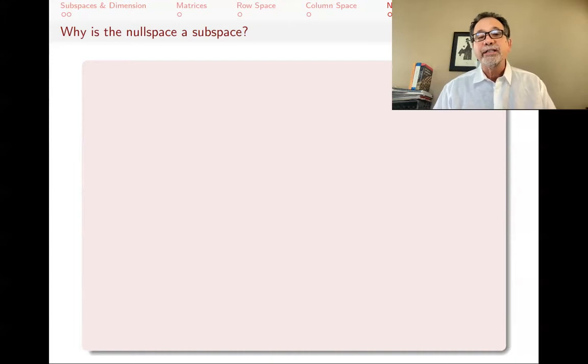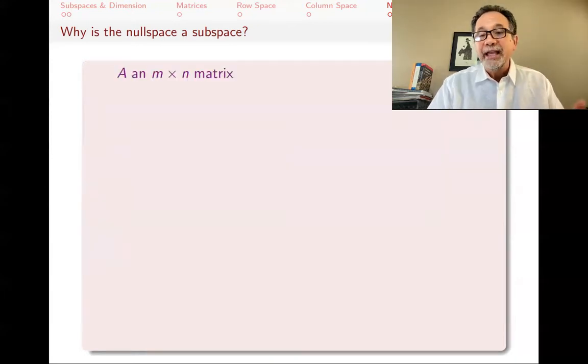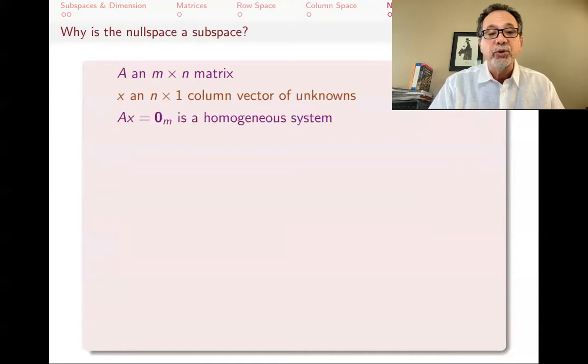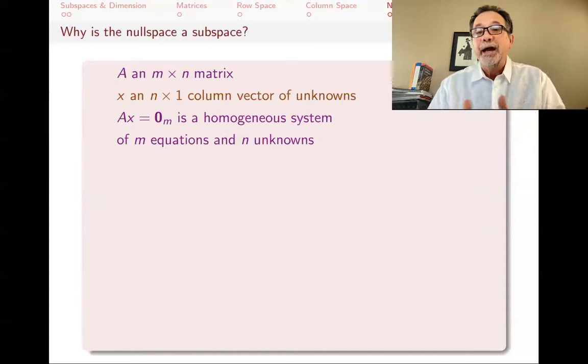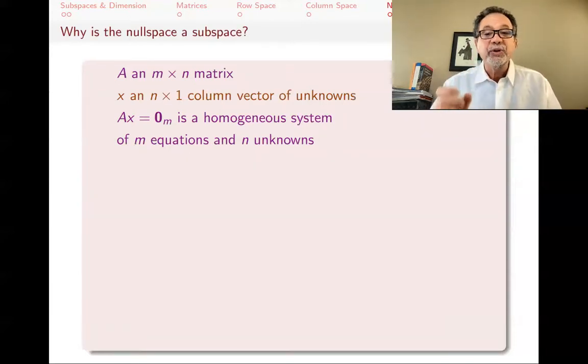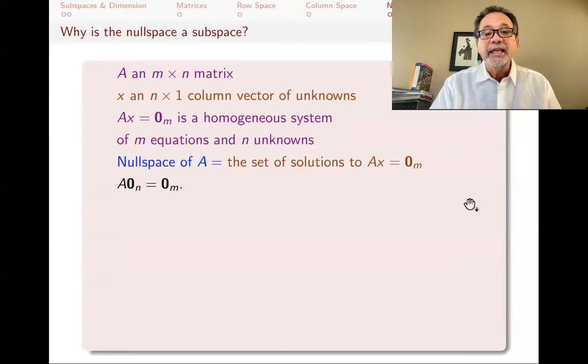I'm going to tell you why a null space is a subspace. A is an m by n matrix. X is an n by 1 column vector of unknowns. AX equals 0 is a homogeneous system. Because it's m by n, there are m equations and n unknowns. Note when I write AX equals 0, that 0 is not the number 0, but a column vector with m zeros. It's the 0 of Rm. The null space of A is the set of solutions. That's what the definition was.